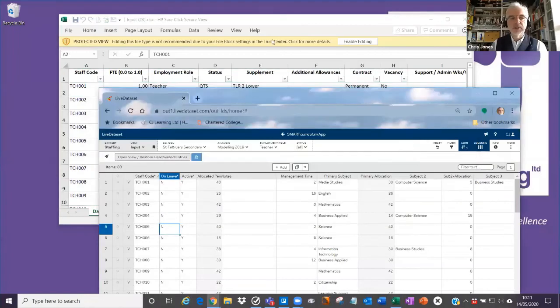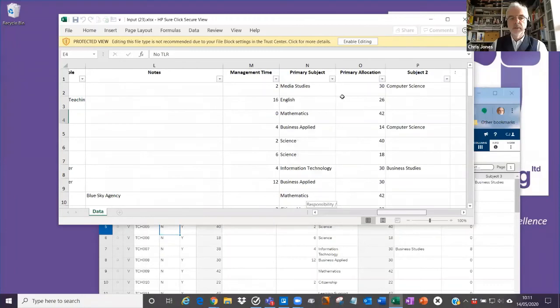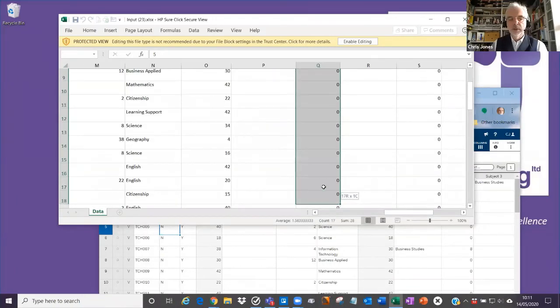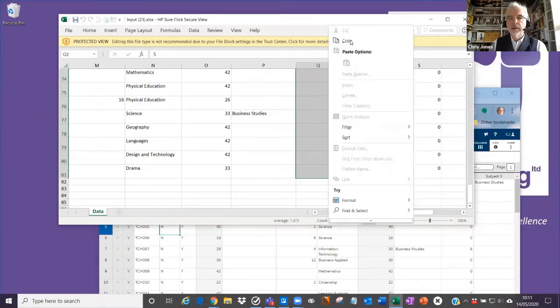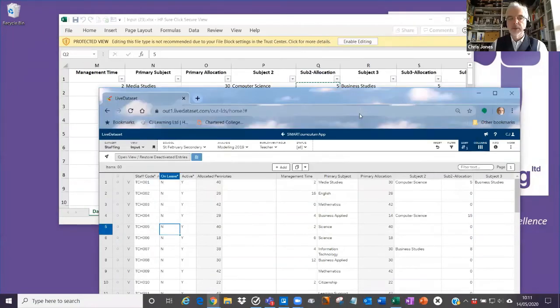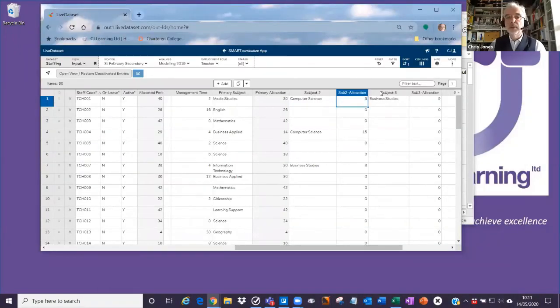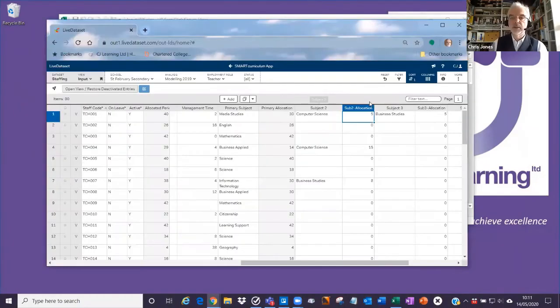So if I wanted to take a column, because perhaps I've decided that my secondary subject allocations are different, I could highlight all of those, copy that, and then paste that in there, as long as I did it at the top. So you have the ability to cut and paste between Excel sheets, because live data set is built as an online spreadsheet style. But that's simply how to do it.